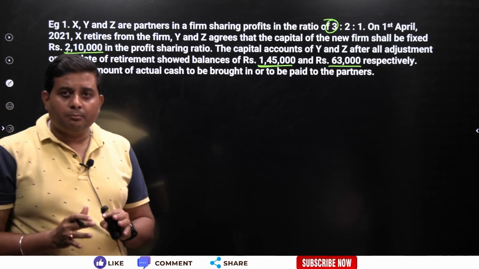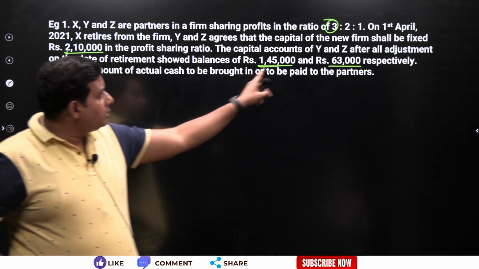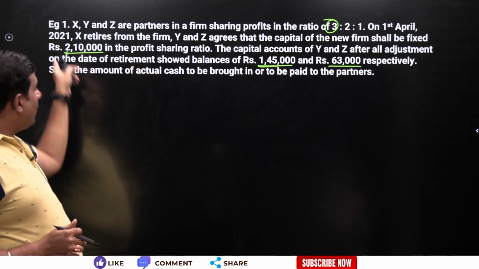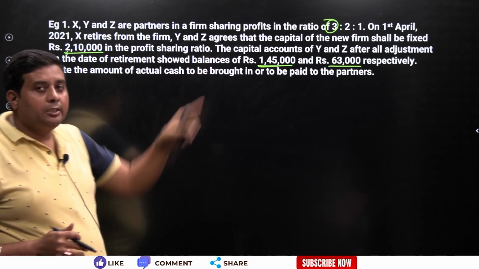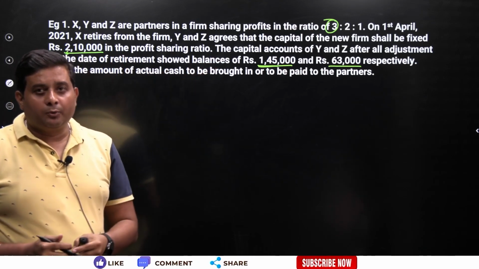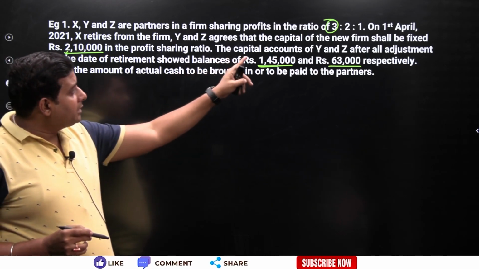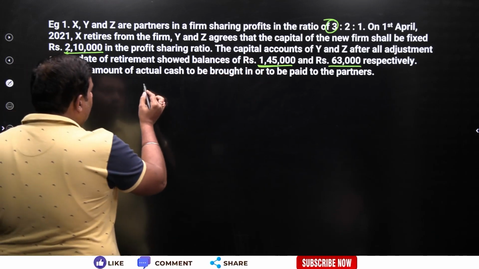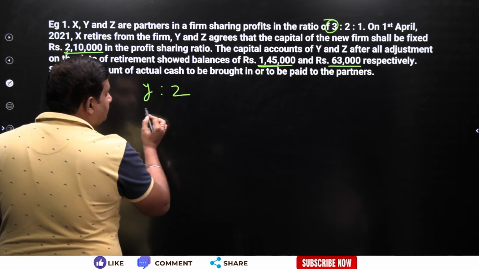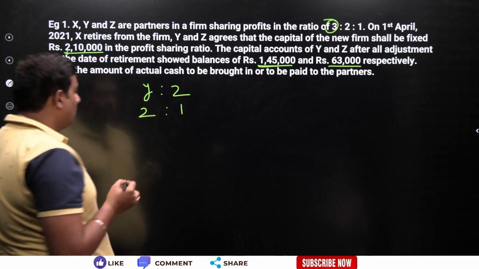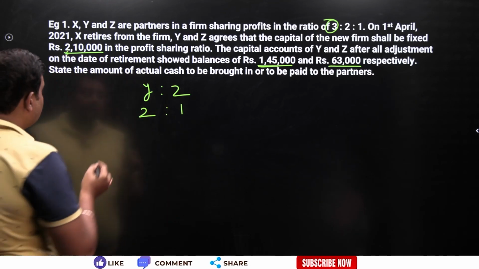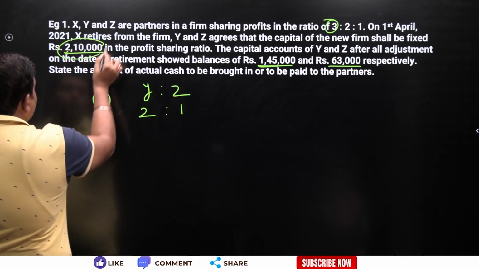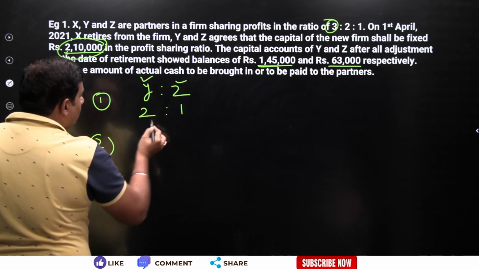Now it's really simple to understand. This was the availability of capital for Y and Z. And this is the required capital of the firm, which needs to be distributed between Y and Z in their new profit and loss sharing ratio. Since X is no more in the partnership, he is retiring, the new profit and loss sharing ratio of Y and Z would be how much? It should be 2:1. So we have calculated the new PSR, and now the second step is to distribute the total capital, that is 2,10,000, between Y and Z in this ratio.